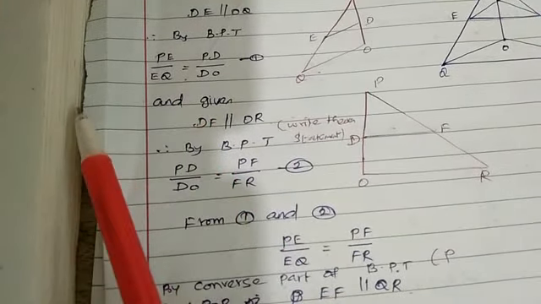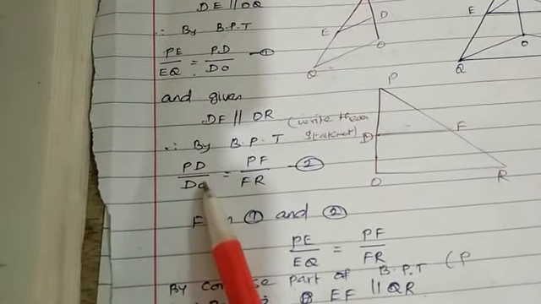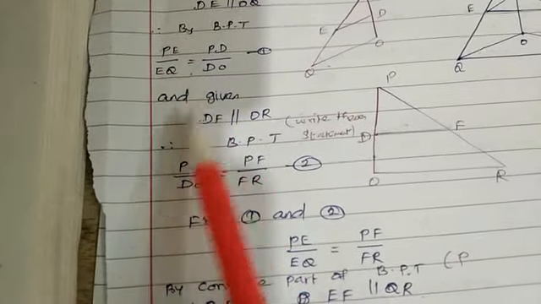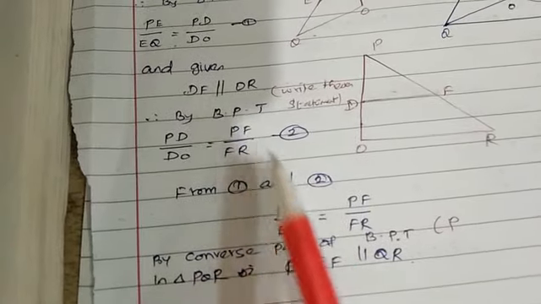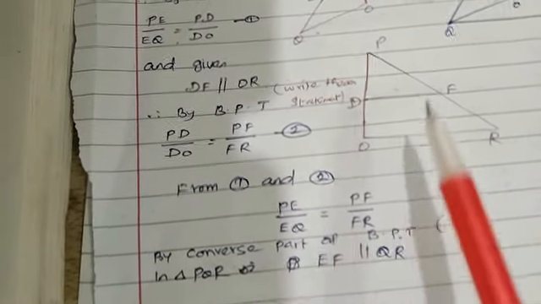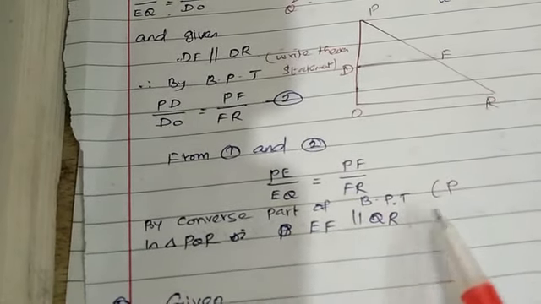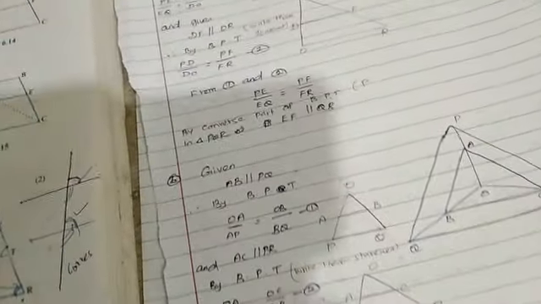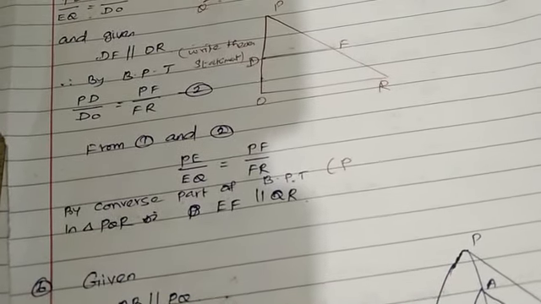Now PD divided by DO, that is the second one, is equal to the first one. So if one side is equal, the other sides are definitely equal. So PE divided by EQ equal to PF divided by FR, from 1 and 2. So by the converse part of the basic proportionality theorem, we need to write the statement: if a line divides any two sides of a triangle in the same ratio, then the line is parallel to the third side.